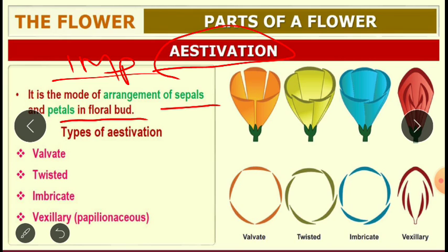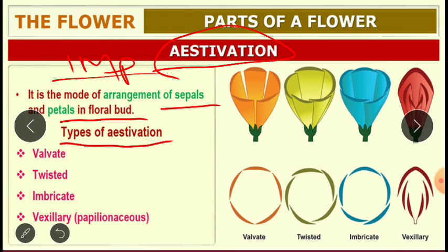This can be asked for 5 marks. What is aestivation? Explain the types of aestivation. So what is aestivation? Aestivation is the mode of arrangement of sepals and petals in the floral bud. So now let us see the types of aestivation.